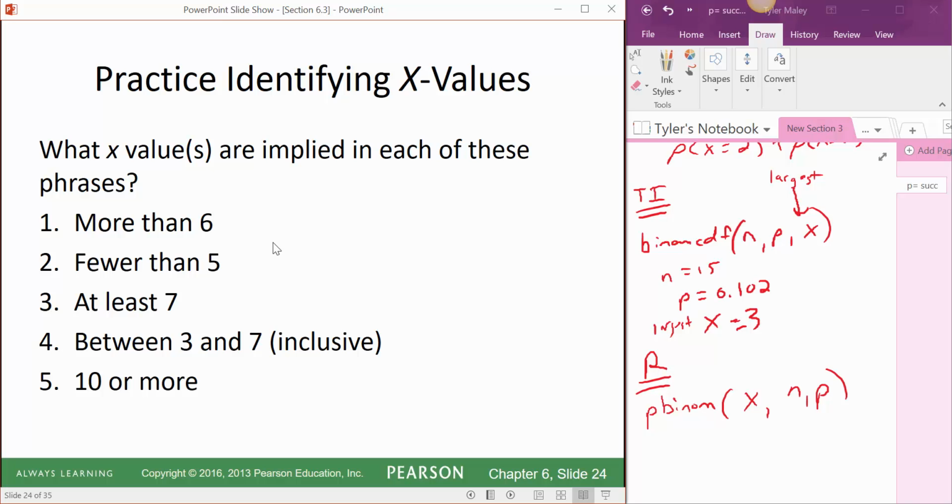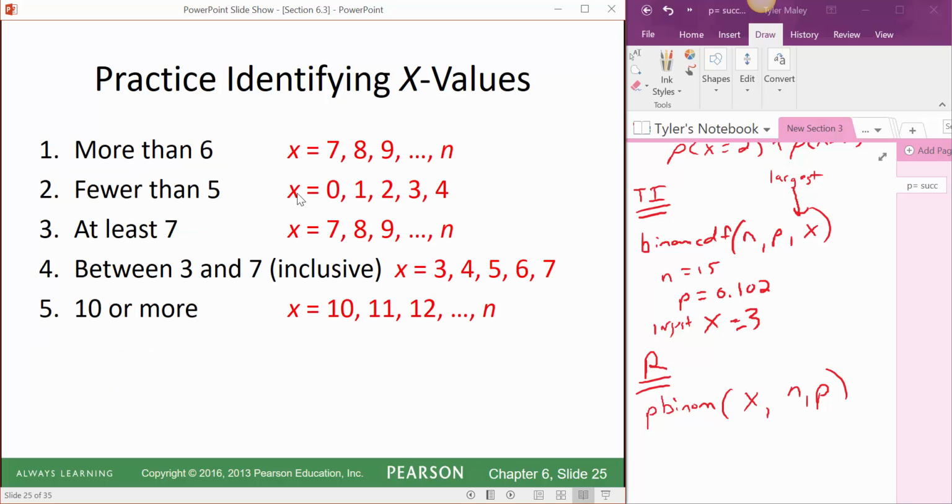So here's some practice identifying x values. What x values are implied in each of these phrases? More than 6, fewer than 5, and so forth. So more than 6 means that we want to start at 7 and go all the way up to n, where n is the number of trials. Number 2 is we want fewer than 5. So fewer than 5 does not include 5, but goes 0 all the way to 4.